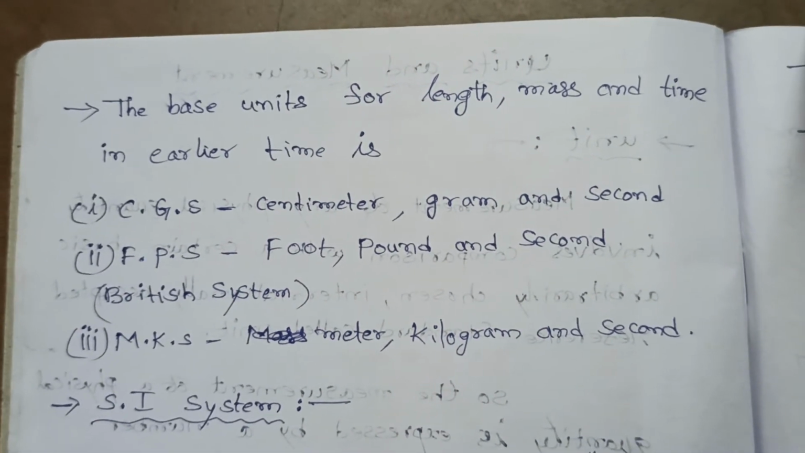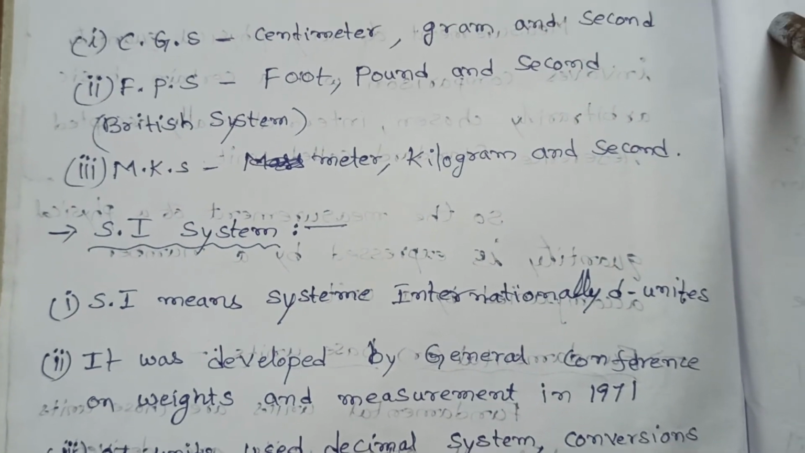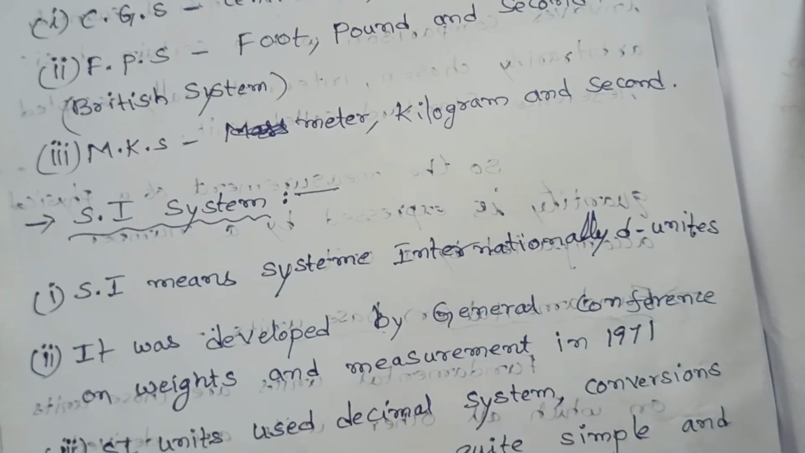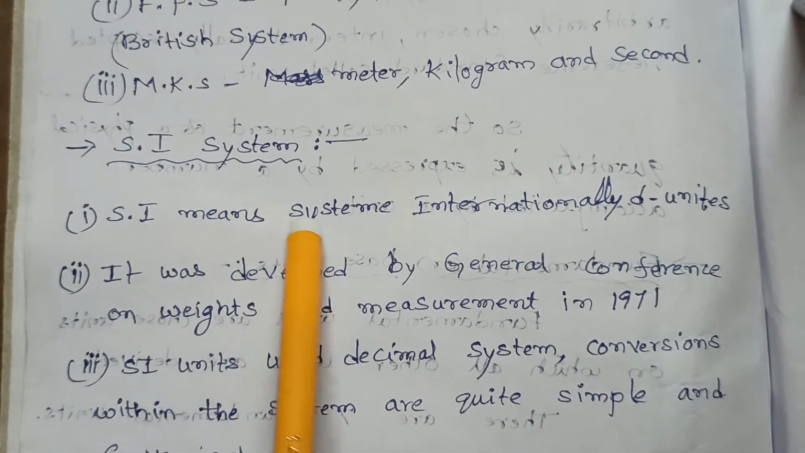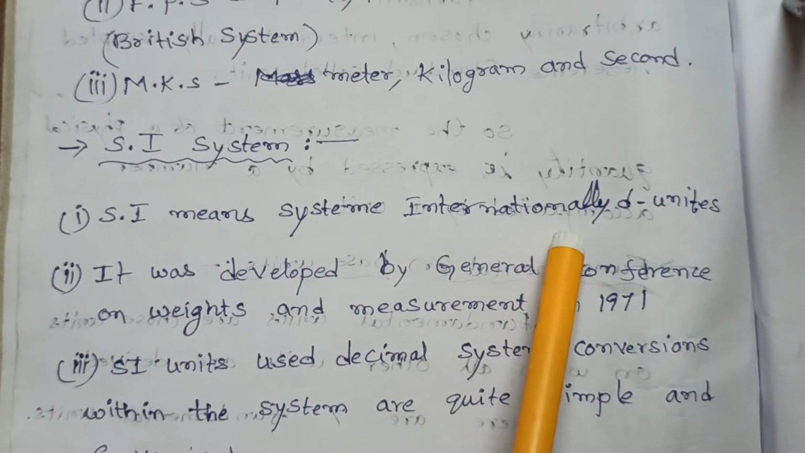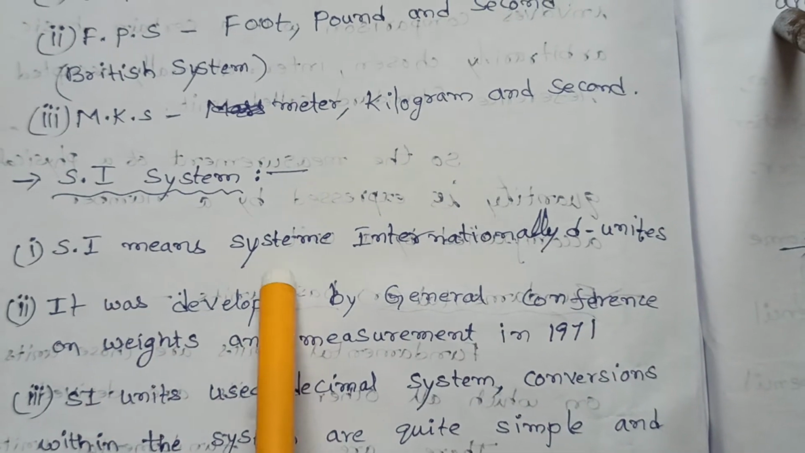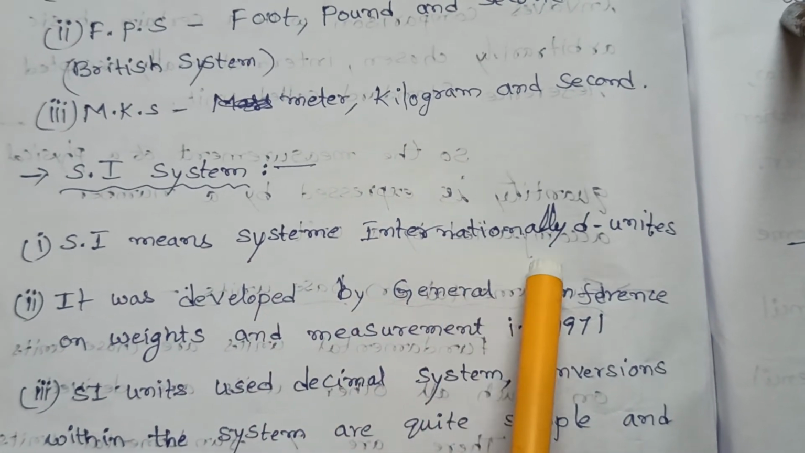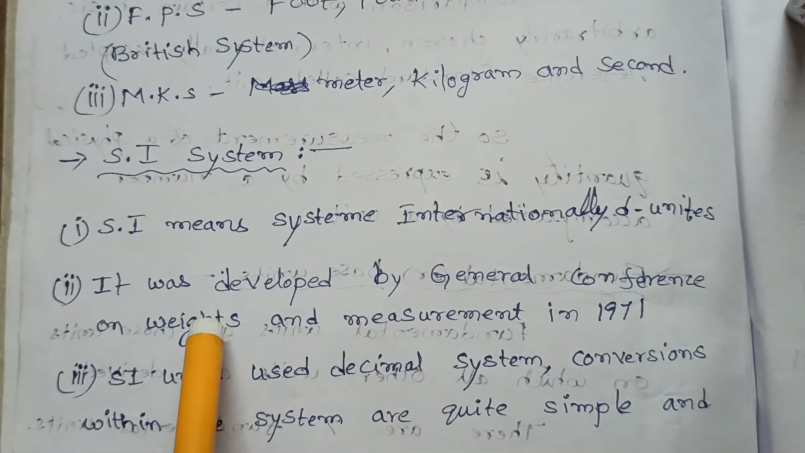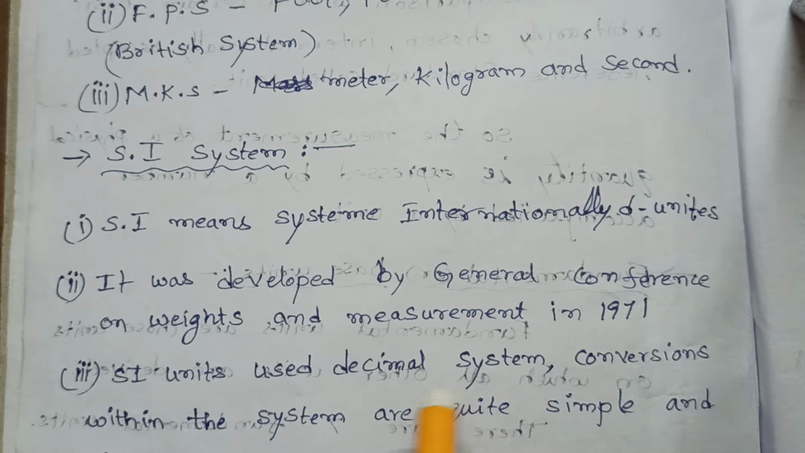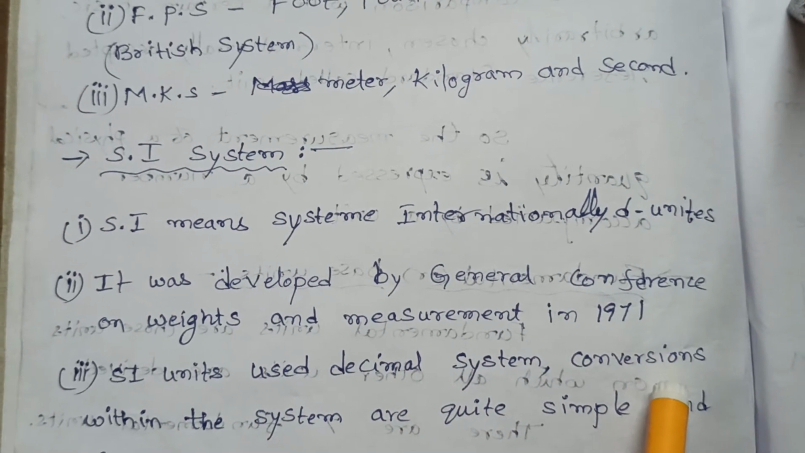After CGS and FPS, the next system is the SI system. What is SI? SI means Système International d'Unités, the International System of Units. It was developed by the General Conference on Weights and Measures in 1971.